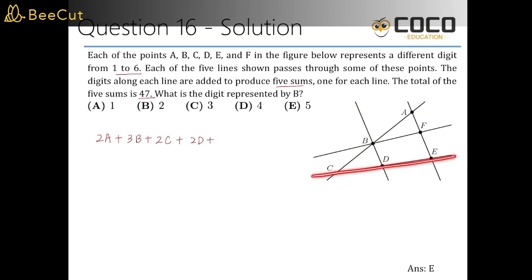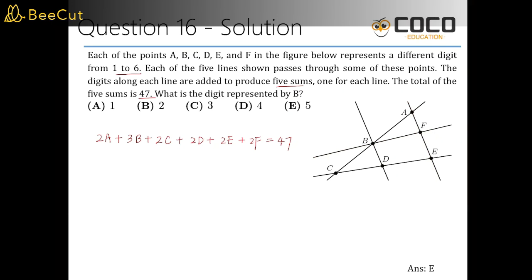Then for E, 2E. For F, F is added twice, so 2F. Total is 47. So notice except for 3B, everything else is added twice.